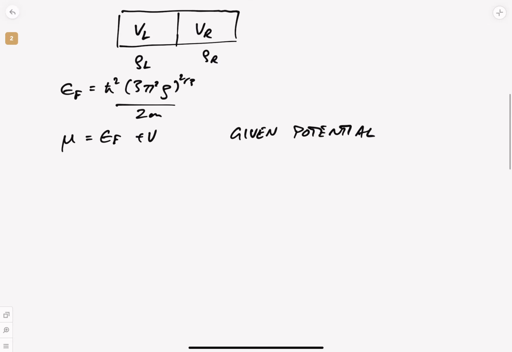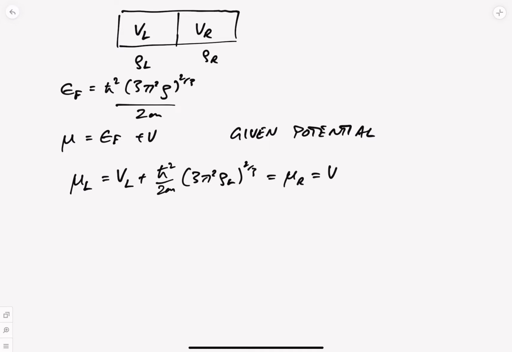In equilibrium, mu must be the same throughout the box. So in our simple box that I've got drawn at the top of the screen, we will have to have the same mu throughout. So we can write the following: mu L, which is just given by VL plus h bar squared over 2m into 3 pi squared rho L to the 2/3, must equal mu R, which is given by VR plus h bar squared over 2m into 3 pi squared rho R to the 2/3.